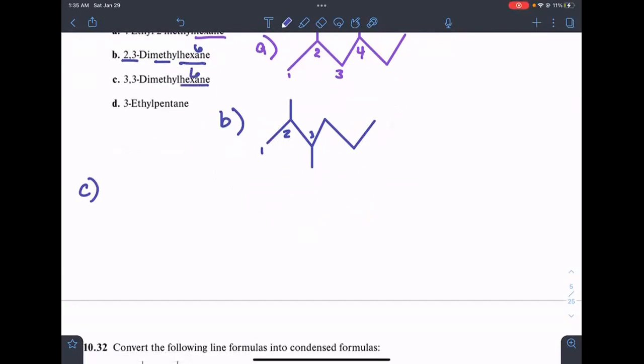Okay. All right. C. 3,3 dimethyl hexane. Again, our parent is 6. So they kind of made it easy on us. So 1, 2, 3, 4, 5, 6. Okay. So now what I'm going to do is I'm going to count. I'm going to say, okay, on carbon 3, I have 2 methyl groups. So I'm going to go carbon 1, carbon 2, and then here's carbon 3. Now, there's 1 or 2 ways that you could draw this, and it's really the same thing. I'll show you the best way, but anyway is fine.